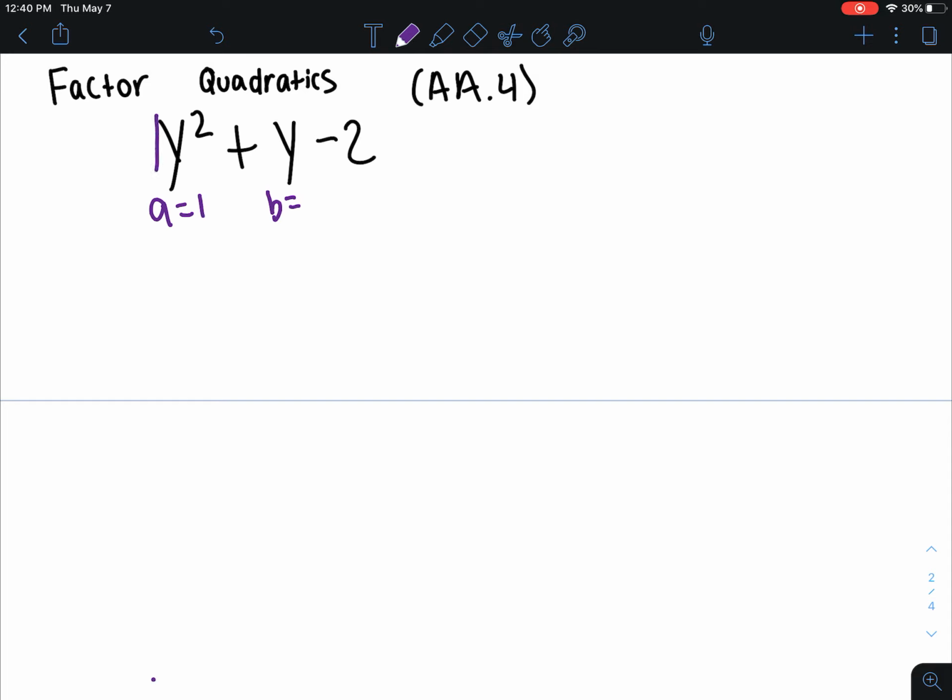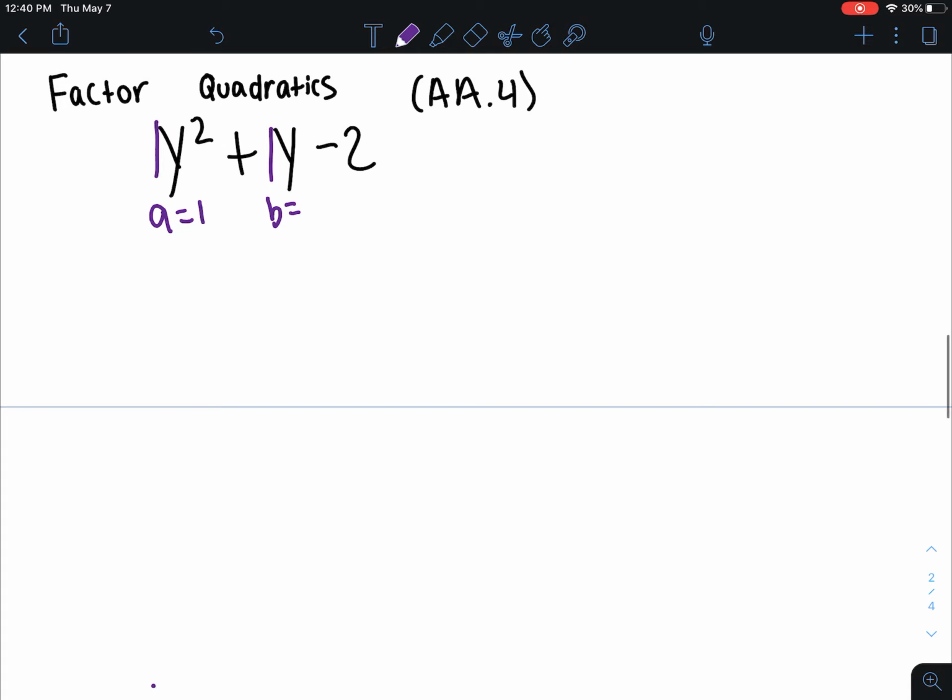Your ABC is the number in front of the letter. So here the number in front of the y squared is 1. The number in front of y, well, it's 1. I know the 1's not there, but we don't always write it down. So my B is 1. And then C is the number that's by itself. So this number does not have a letter.